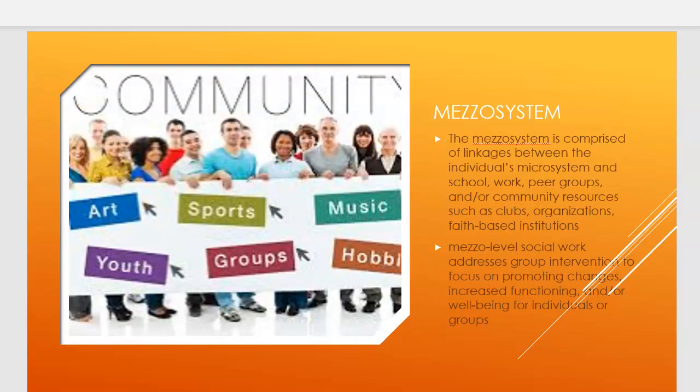The meso system, and you'll notice here it's spelled with 2 Z's. The other slide had it spelled with an S, M-E-S-O. You'll see it both ways. But the meso system is the linkages between the individual's microsystem and school, work, and peer groups and community resources. And meso-level social work addresses group interventions to focus on promoting change and increasing functioning and well-being for individuals and or groups.